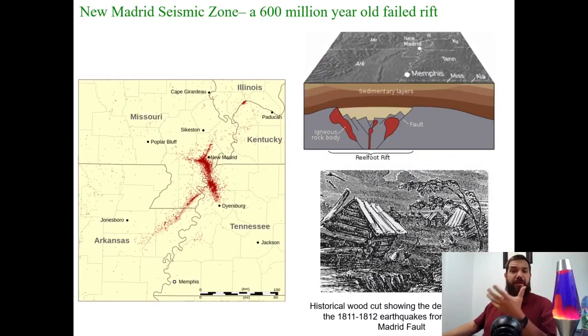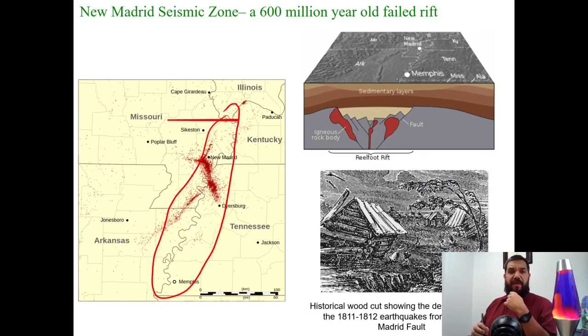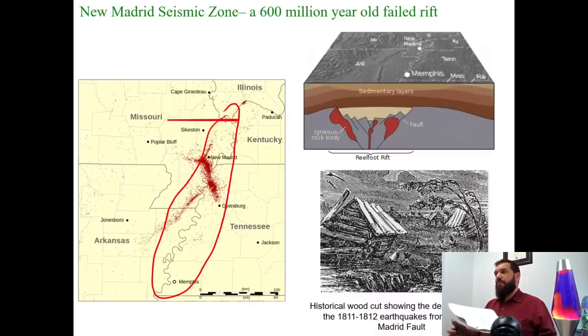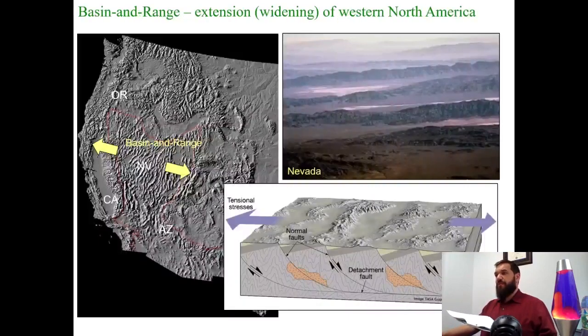Same thing, there's a failed rift that goes along here in Missouri, Kentucky, Arkansas, Tennessee. It's about a 600 million year old failed rift valley. That's why the Mississippi River flows where it flows. Why? Because the crust is stretching, it's pulling apart, and as it pulls apart, it thins out, and that's where the water starts to collect because the elevation goes down. Water always goes downhill to the lowest elevation. Okay.